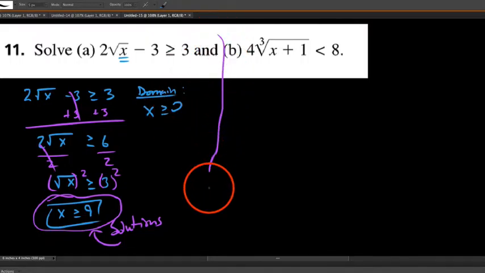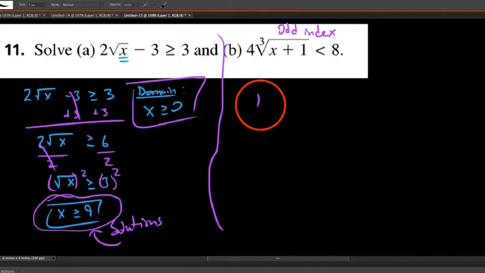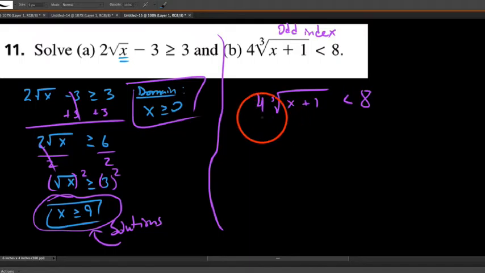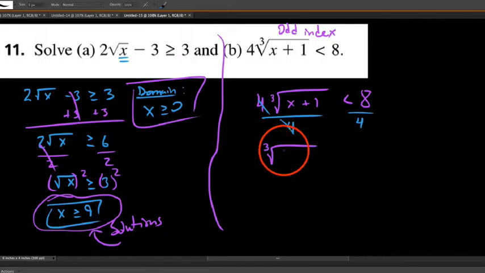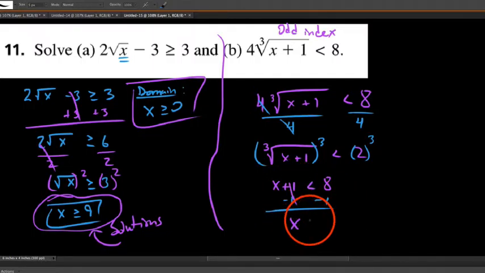So now looking at letter B, my favorite part about letter B is that it is a cube root. It's an odd index. So what this means is our domain is not going to be restricted to being only non-negative, okay? So looking at this here, I'll go ahead and rewrite it. We have 4 times the cube root of x plus 1 is less than 8. So we'll go ahead and divide both sides of this by 4. So we would get the cube root of x plus 1 is less than 2, and then we'll exponentiate both sides here to the power of 3. So we would get just x plus 1 on the left is less than 8, and then subtracting 1 from both sides of this, we end up with x is less than 7.